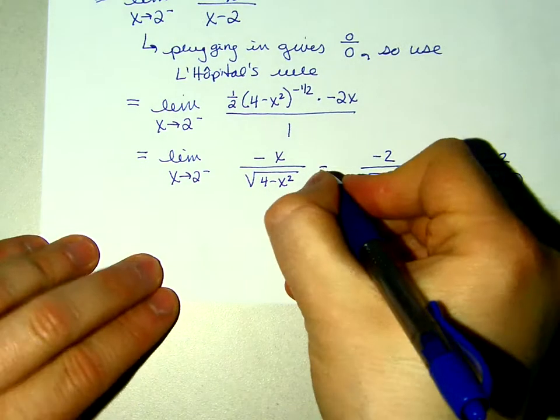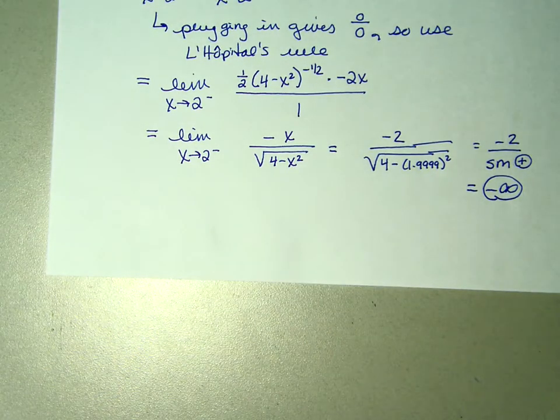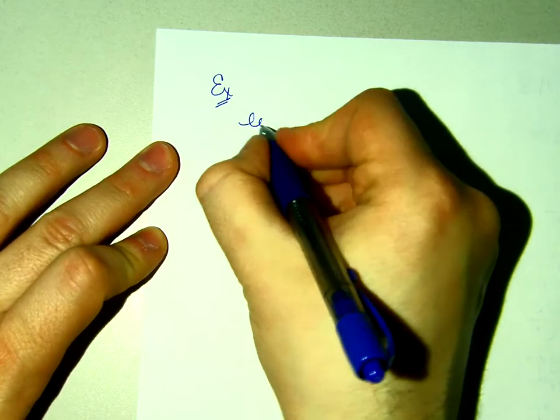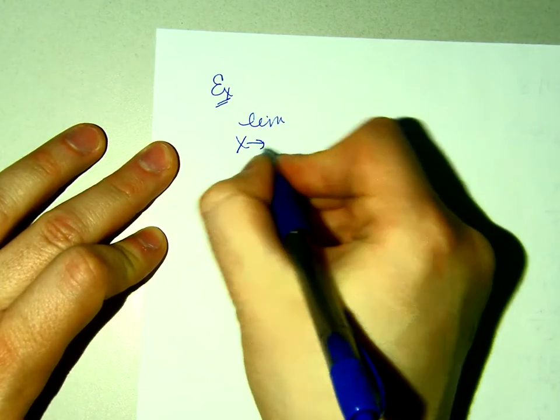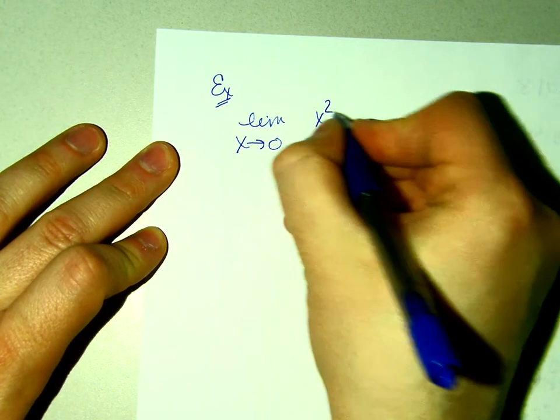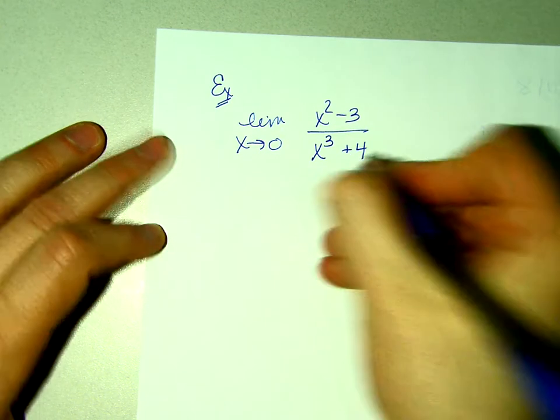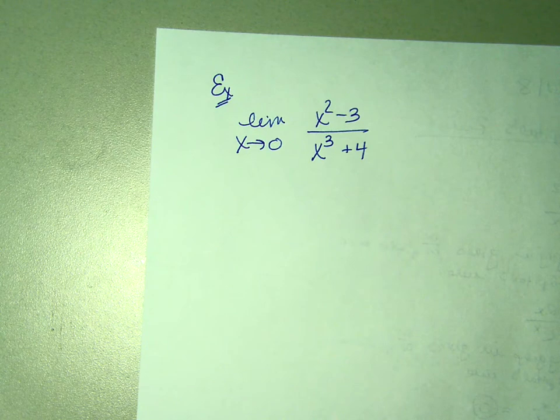And also, please note that once I start plugging in, even though I'm plugging in something close to 2, no limits anymore once plugging in starts to happen. One more of these before we look at our next idea for today. I would like you very quickly, easy last one, to do the limit as x approaches 0 of x squared minus 3 over x cubed plus 4. Take care of this quickly, and then we're moving on.